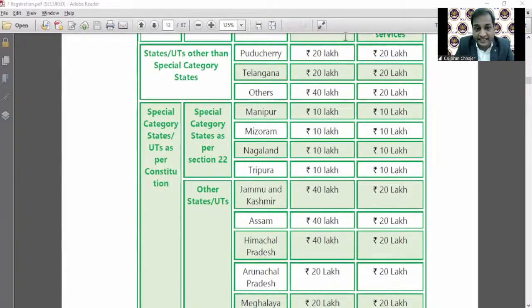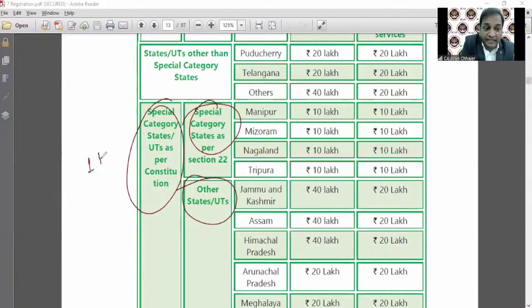Now the special category state I can divide in two parts. Why am I dividing two parts? As per Indian Constitution, there are a total of 11 special category states. But for the purpose of section 22, these are only the special category states. So limit would remain 10 lakh rupees. For the balance, the limit would be 40 lakh rupees.